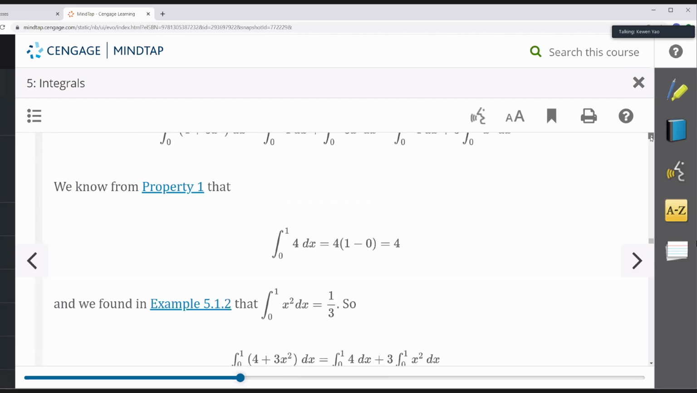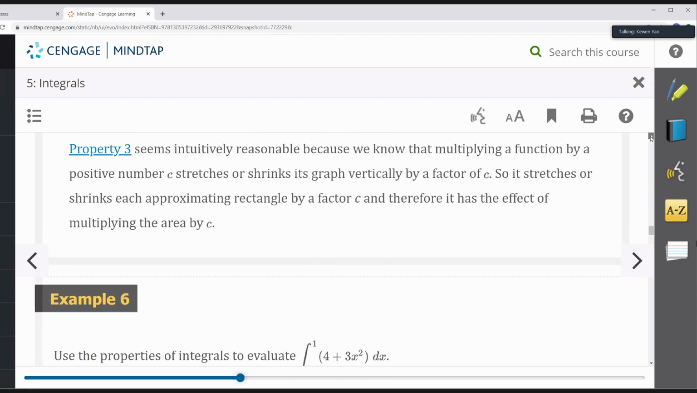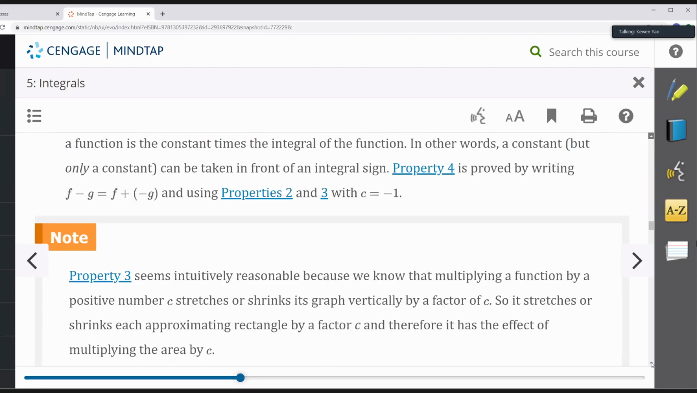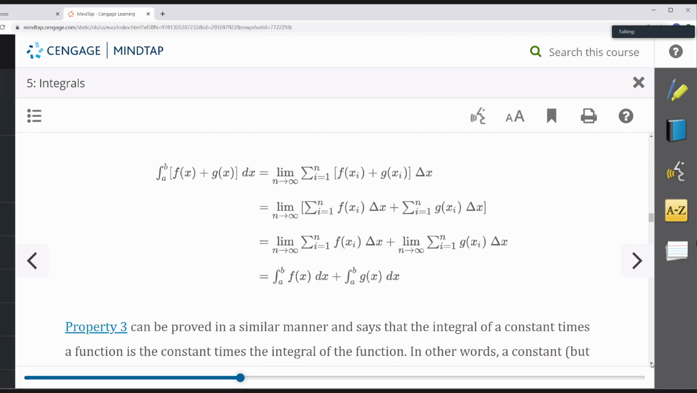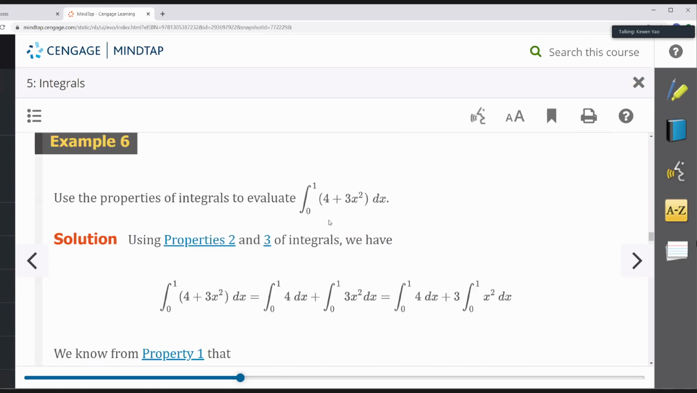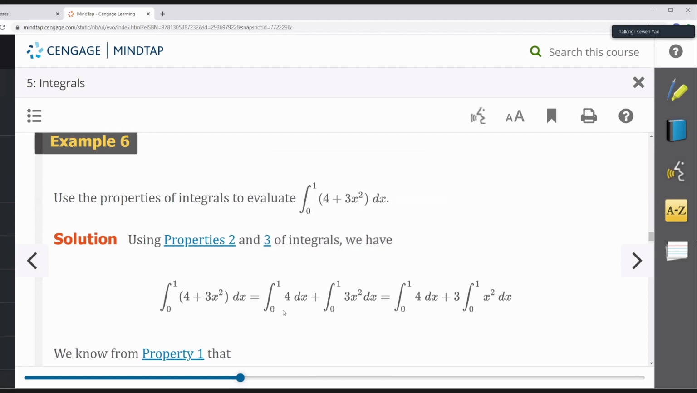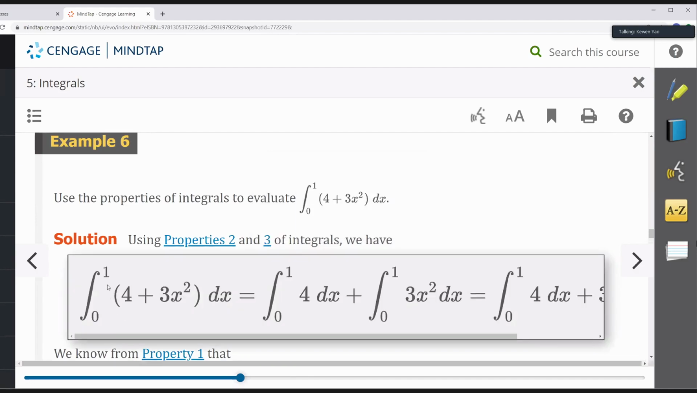Now you can use these properties to evaluate something. Number 6, use the properties of integrals to evaluate these. This is a sum, so you can distribute. If it's not a sum or difference, you cannot do that. If it is a sum or difference, you can do that. See, this is the distribution.